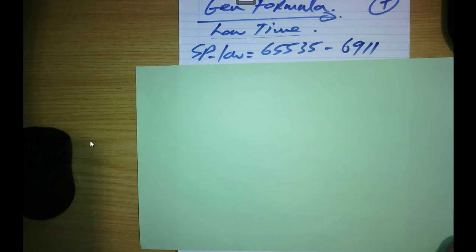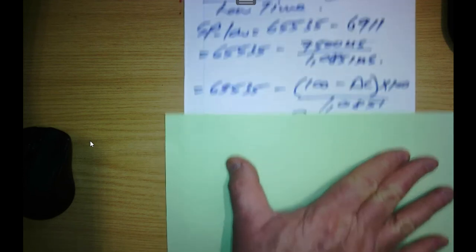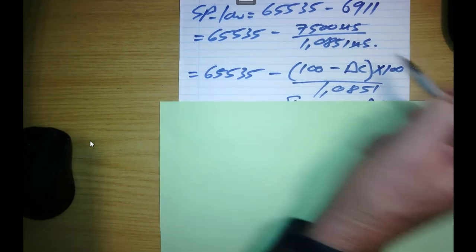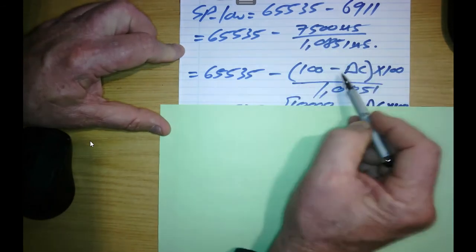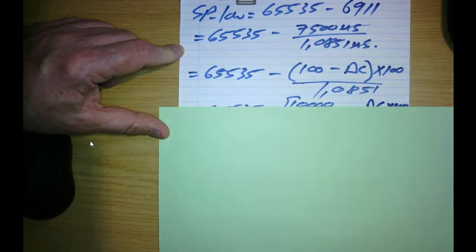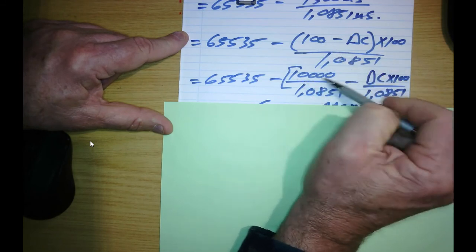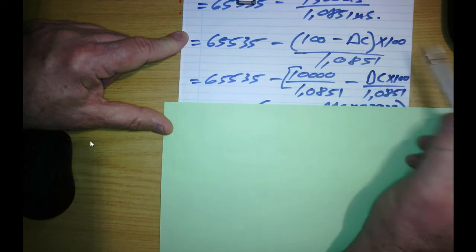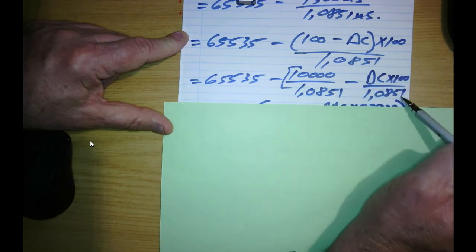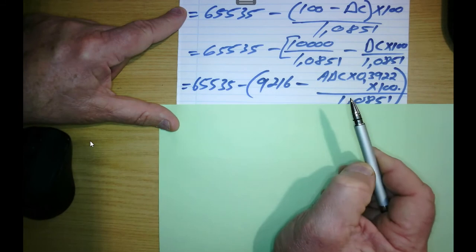This is what we started off with, that's 6,911. This is the number of counts, and that was got from 7,500 divided by that 1.085. The 00 there, the 100, these are the two zeros there, and that 75 we received from the duty cycle, which was 100 minus the 25. What we can do then is take this 100, and that 100 gives me this 10,000 divided by 1.085 on this side, minus the duty cycle times that 100, also divided by 1.085. So that works out to be 65,535 minus this 9,216.